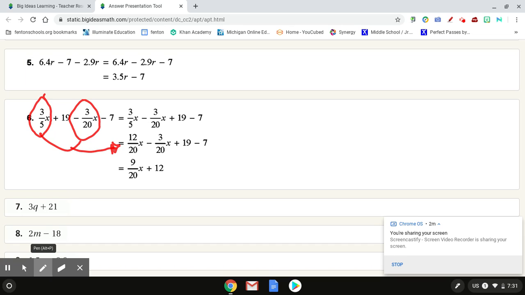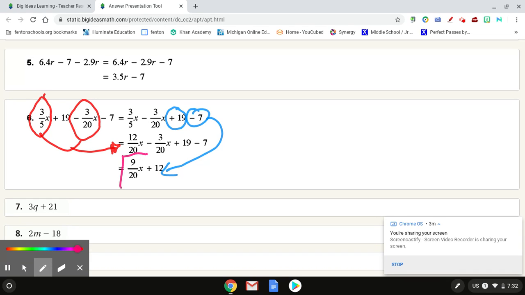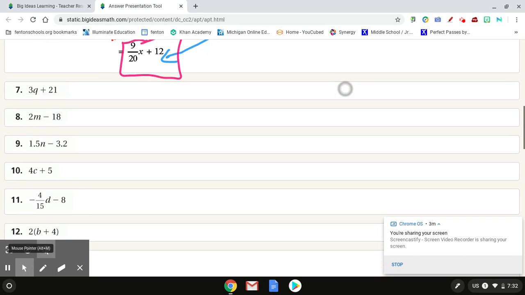Okay. So then you would have had 9/20 x, and then you would also combine, let me see if I can get a different color here, this 19 and negative 7, which gives you a total of 12. So your final answer is here, right there. Okay, so 9/20 x plus 12. So if you were having questions on that one, remember, we're using all of our skills and putting it all together. Okay, next one.